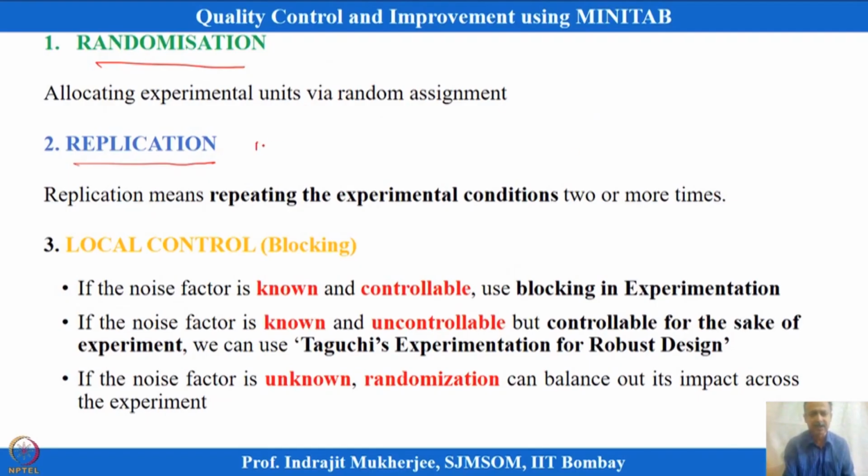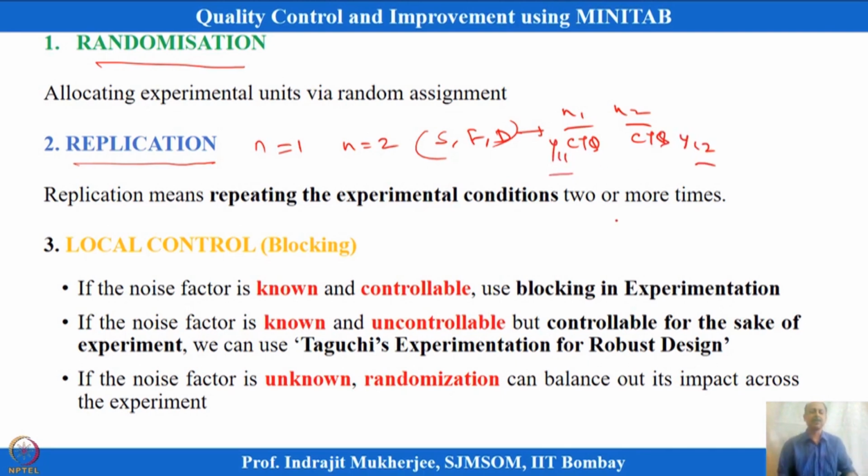The more the number of replicates. So, n equals 1 means no replicate, n equals 2 means 2 replications at a given condition of speed, feed and depth of cut. So, at a given combination, this combination will be run 2 times. The first sample is run, the second sample is run, and the observation of the CTQ is measured, or we can say y11, and y12 is the second observation that is recorded for a given trial.